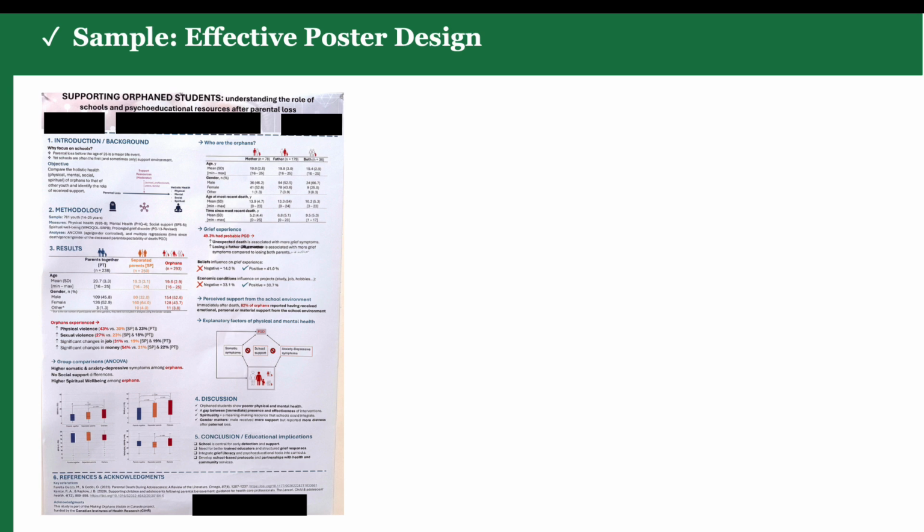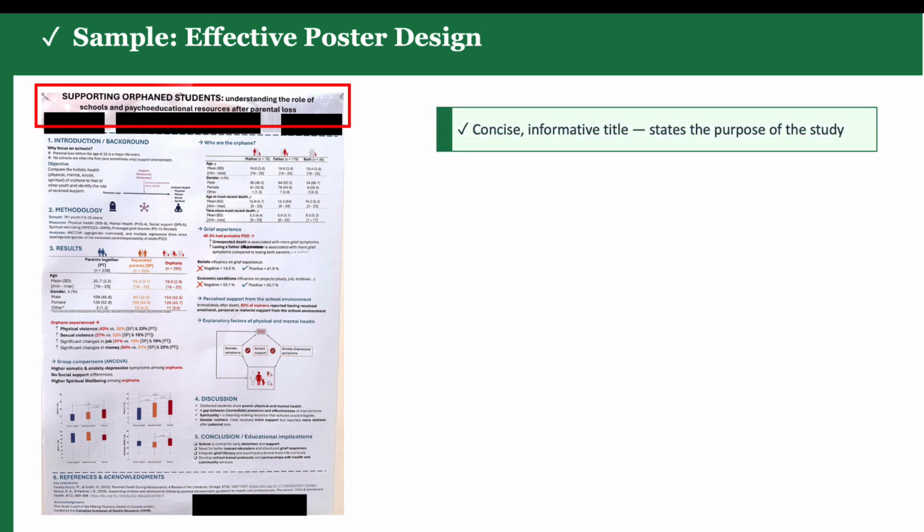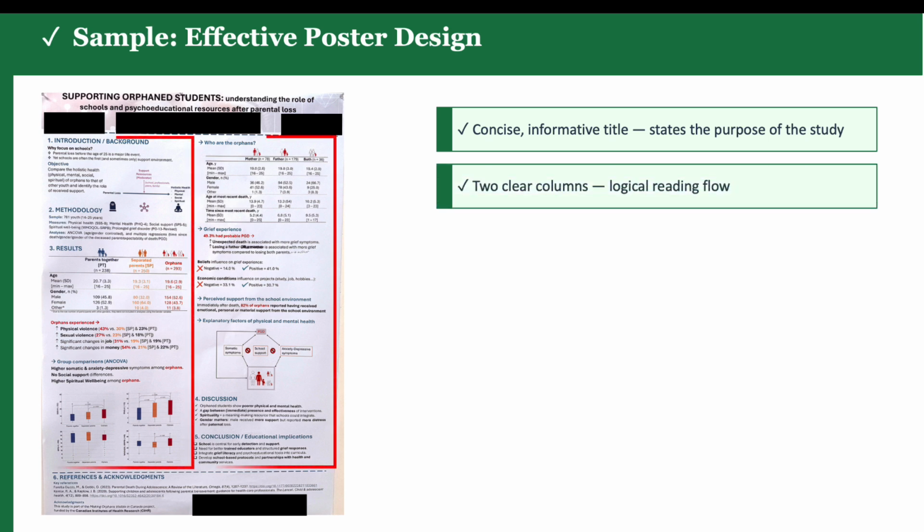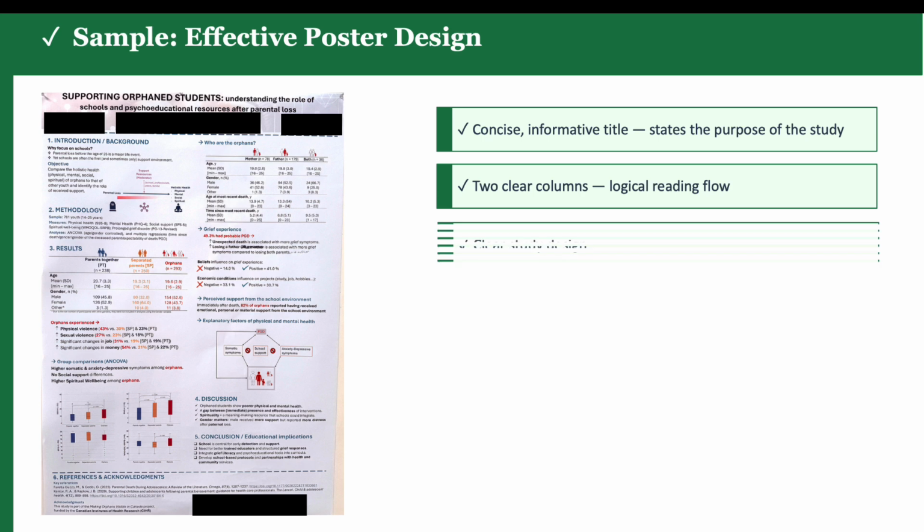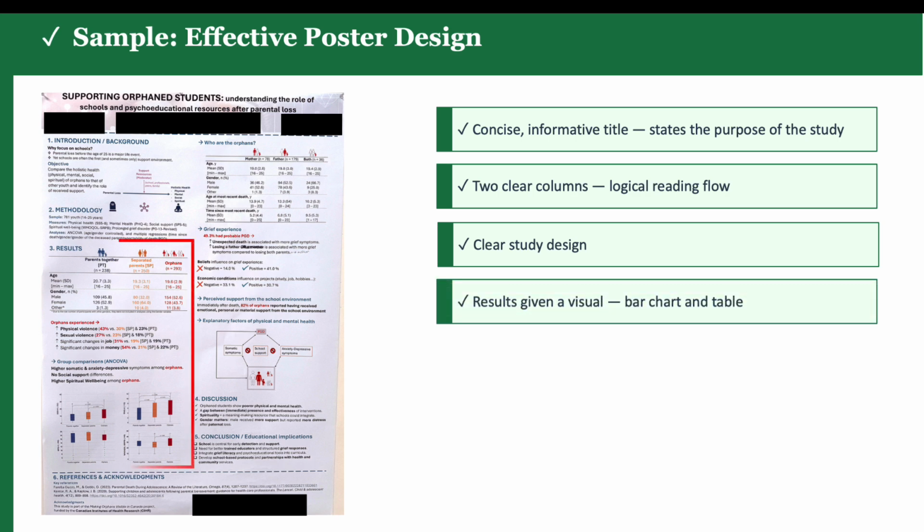So here's a poster from a previous conference that I attended. So notice the concise informative title that describes both the study design and who the participants are. The 2 column layout creates a logical flow, and the study design is clearly stated in the methods section. The results are supported by both chart and summary table. So it gives readers an option. You can look at the visual chart first and then check the numbers.